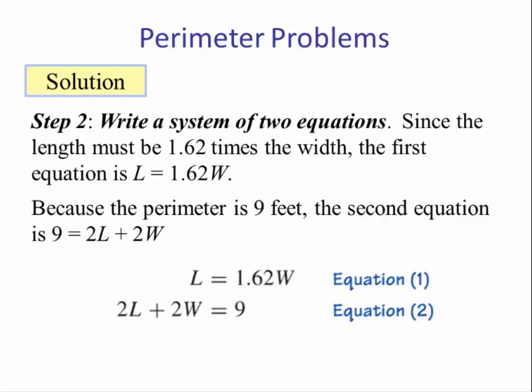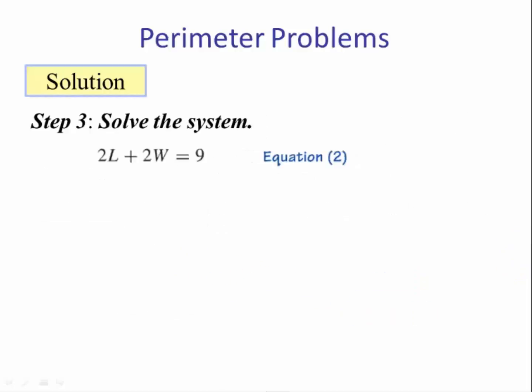So step 3, we're going to solve this system. The easiest way to solve this system is by substitution, since we have L is equal to 1.62 times W. So we solve the system. Wherever we see an L, we substitute 1.62 W. Now we have an equation that only has W's. We can solve for one variable using one equation.